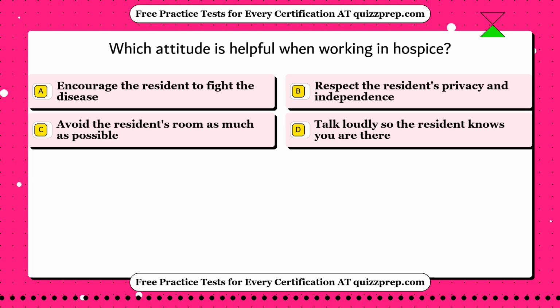Question 48. Which attitude is helpful when working in hospice? Option A, encourage the resident to fight the disease. Option B, respect the resident's privacy and independence. Option C, avoid the resident's room as much as possible. Option D, talk loudly so the resident knows you are there.